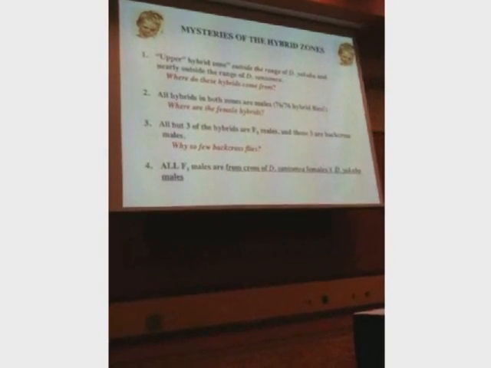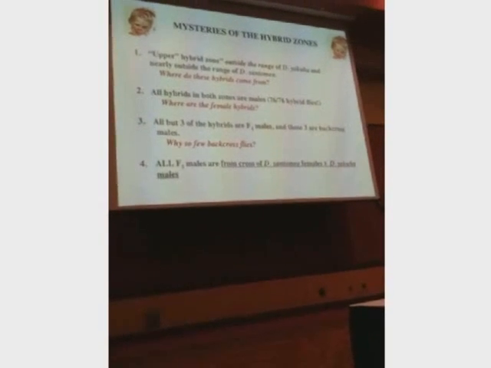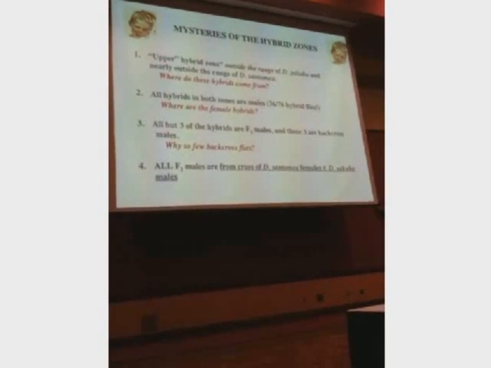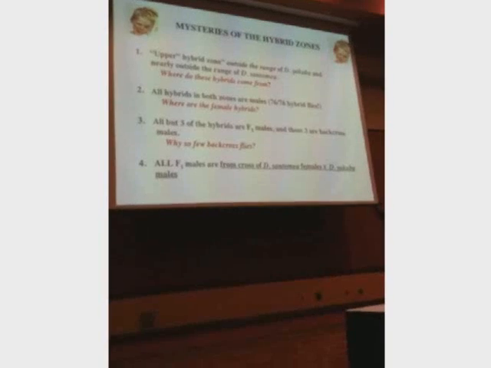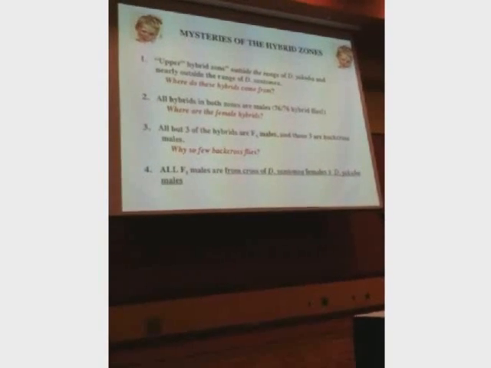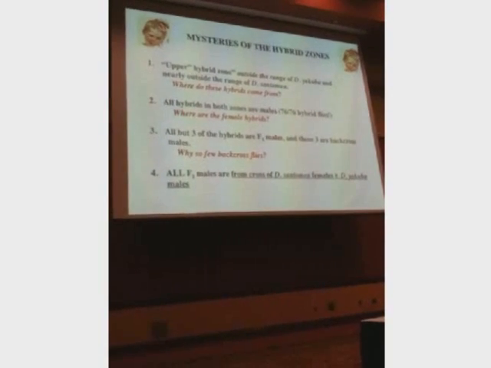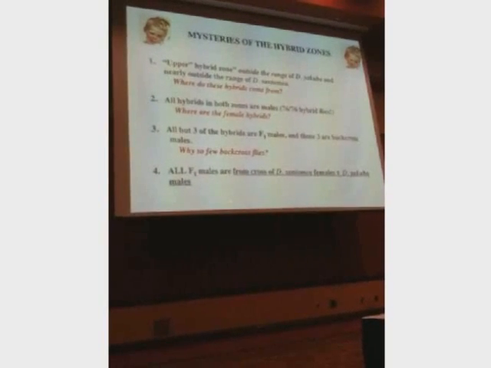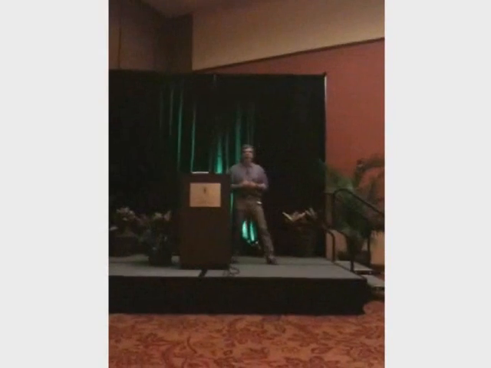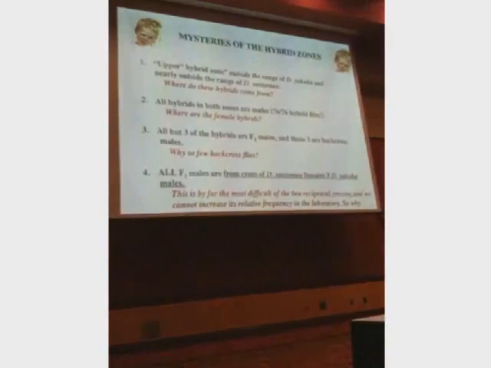And to me, this is the biggest mystery of all. Every single one of those F1 males comes from the cross that's almost impossible to make in the laboratory. It's the cross from Drosophila santomea females to Drosophila yakuba males. The other cross goes like gangbusters. This one you have to work hard to get, and yet every single F1 male comes from that impossible cross. So of course the question is, what the hell is going on here?